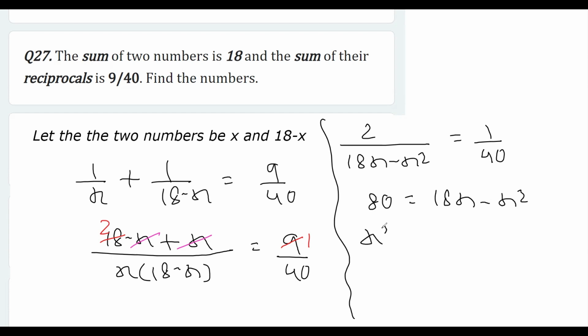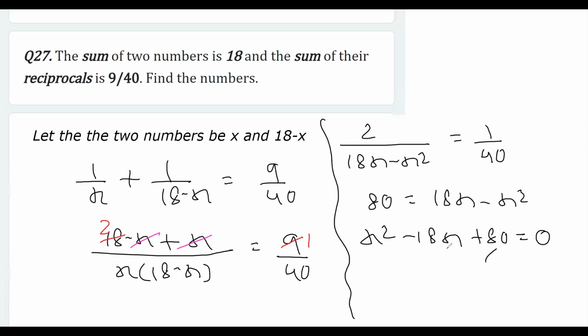Now writing in the standard form, on the left hand side, x squared will become positive, this will become minus 18x, and this is positive 80. I just transposed these to the left hand side, so the right side will become 0. Now from the factors of 80, we need to get a sum of 18. So it's very easy, right? 8 into 10 is 80 and their sum is 18.